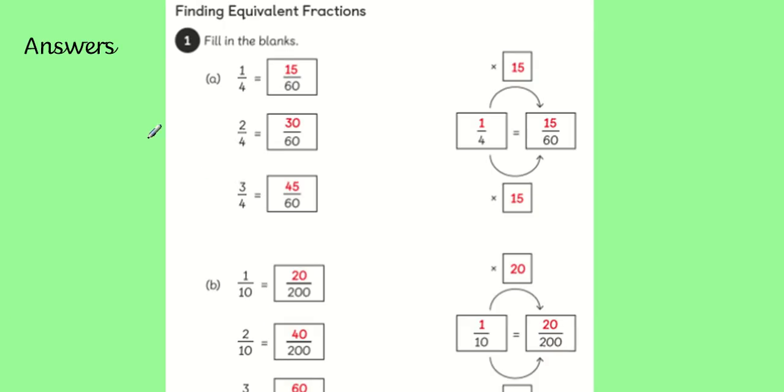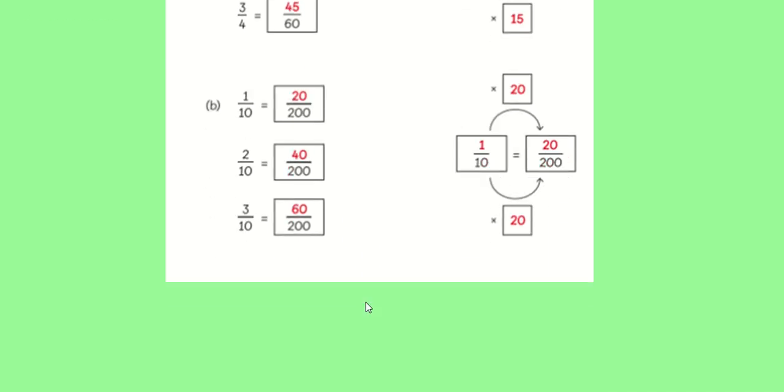Okay, super work then. Here are our answers. So we had to times 4 by 15 to get to 60. So all of these ones were timesing by 15. So 1 times 15, 15. 2 times 15 is 30. 3 times 15 is 45. Don't worry if you needed to use some multiplication in a column for that, that's fine.